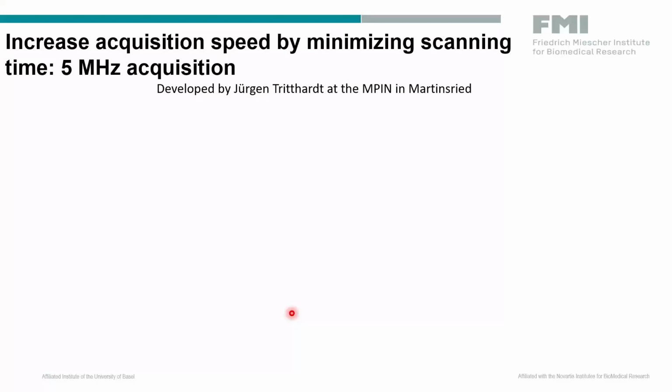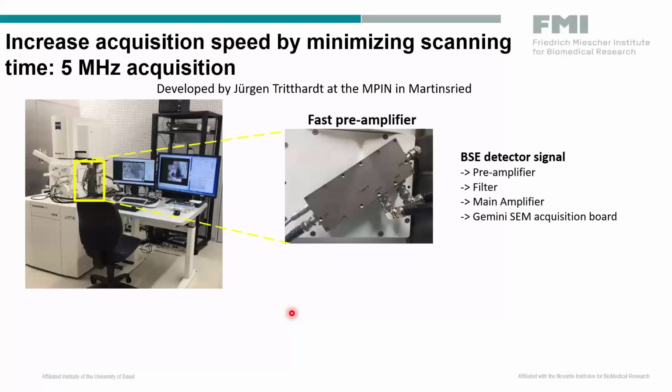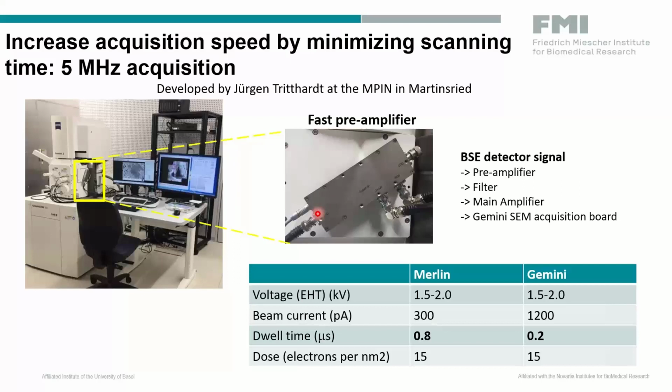And quickly, let me talk about how we are also performing higher speed acquisition. A year ago, we got a 5 megahertz amplifier that we installed on the side of the Zeiss microscope. So it looks like this. This pre-amplifier allows us now to perform scanning speed of 0.2 microseconds. So we improve by 4 the acquisition time of our images.